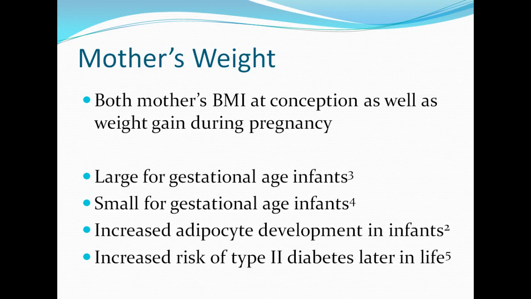Also, if a mother gains too much weight during pregnancy or was already at a high weight before pregnancy, there's increased adiposity development in infants, or the fat cells develop more. This increases the fat deposits the child is born with, and often it increases the amount of fat deposits that are developed through all of life because the stage for these adipocytes are set during fetal development. There's also an increased risk of type 2 diabetes later in life in mothers who have a high BMI or who gain too much weight during pregnancy and develop gestational diabetes.